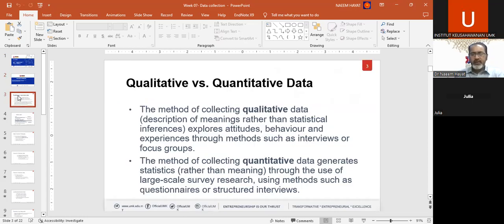So here we understand that there are two types of data that we are looking for: qualitative data or quantitative data. Qualitative data is more related to meanings; it's not related to numbers. Here we are more interested in the attitudes, behavior, and experiences of the respondents, so we can get the data by means of interviews or focus groups to get some inside meaning. On the other hand, quantitative data comes with numbers based on statistics. So a large scale of data, survey data, is required, and normally data collected through surveys or questionnaires are structured.